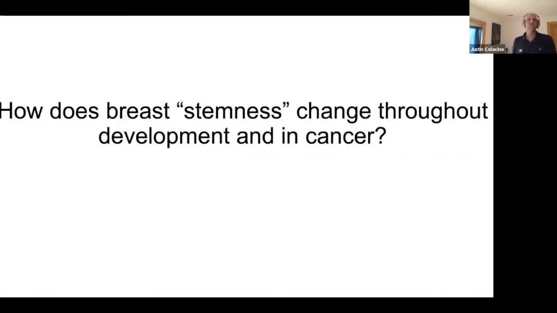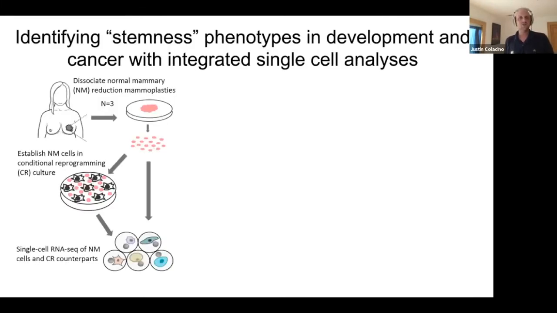And so our next question was really trying to understand, how do stemness states change throughout development? And then how does that mirror what's happening in cancer? And so to do this, we undertook another single cell experiment. Here we are still working with those normal reduction mammoplasty tissues. We took those back to the lab, and we dissociated them to single cells. Then some of those single cells we profiled via that Drop-seq method that Sue was talking about, that single cell RNA-sequencing method. Some of these we pushed into a more stem-like phenotype via the conditional reprogramming process.